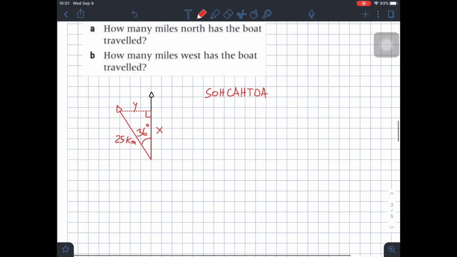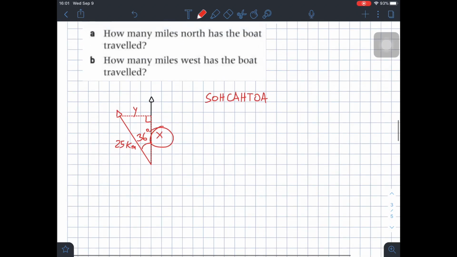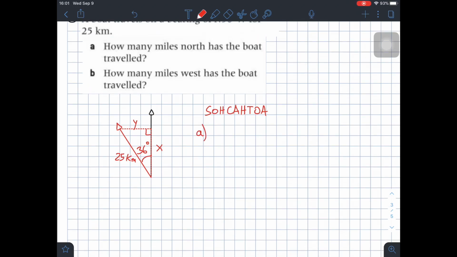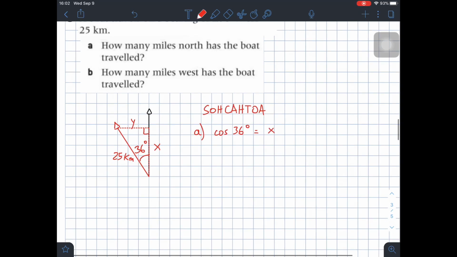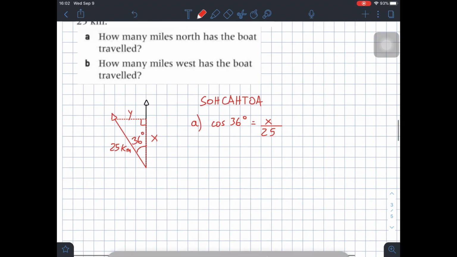So to find, for example, the value of x, which is what we want to find for part A, the miles traveled north, I can apply a cosine, right? We can say that cosine of 36 is equal to adjacent, which is x, over hypotenuse, which is 25. So if I solve for x, we're going to get that x is equal to 25 times cosine of 36.